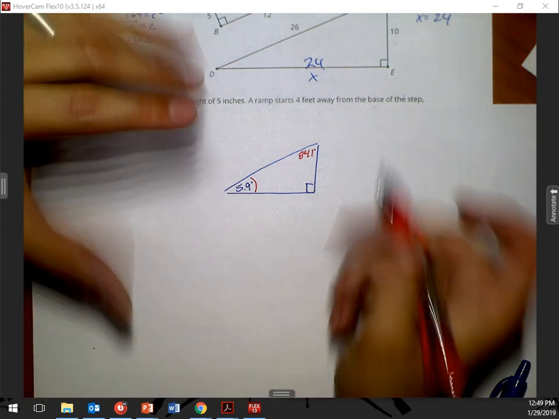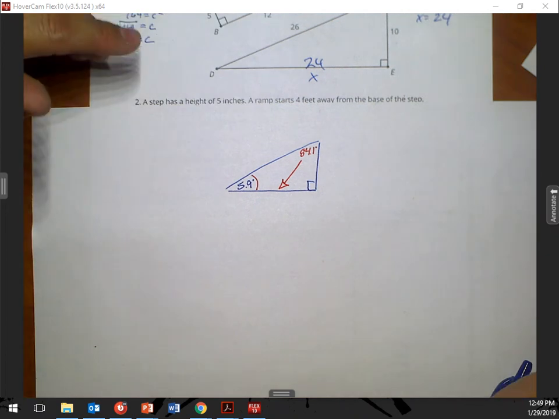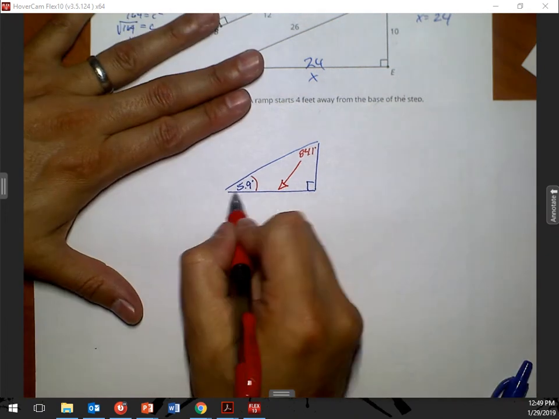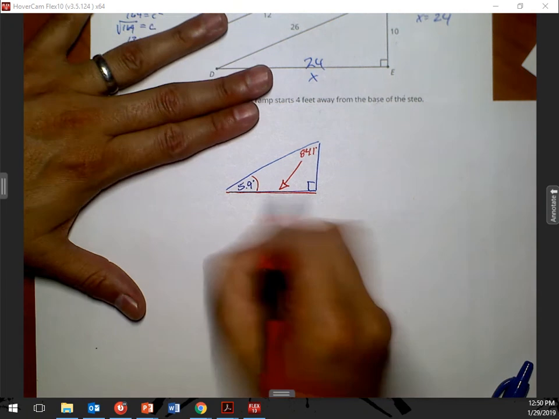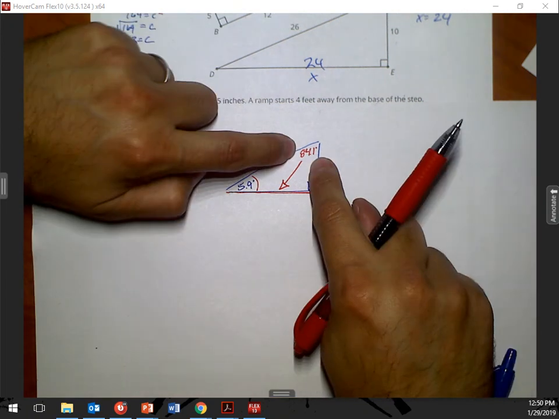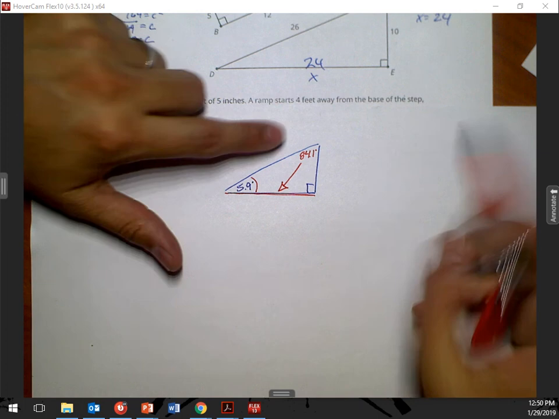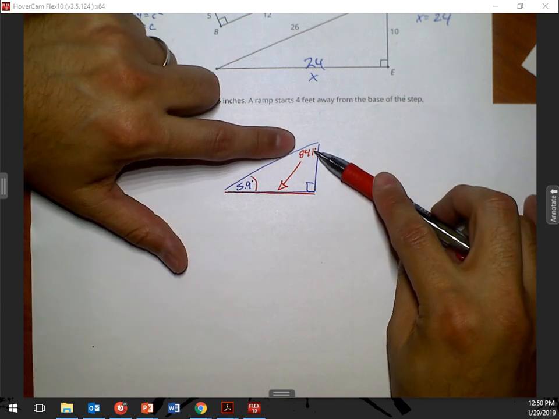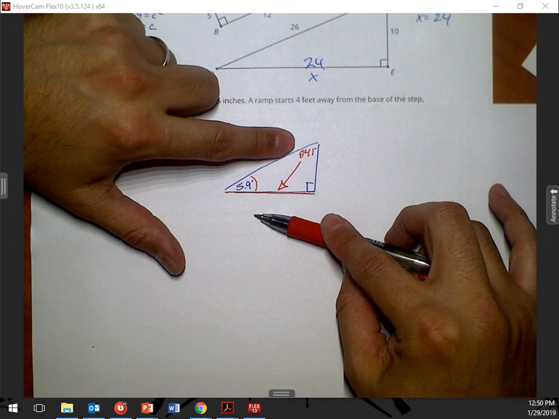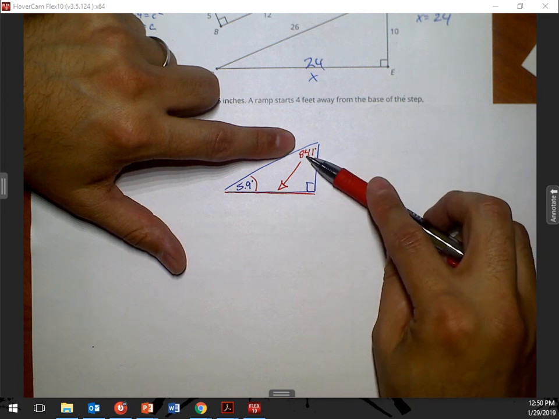So the side opposite here, this is the side that we're making longer, right? This side is what we're going to make longer. If I make this one longer, what do you think is going to happen to the angle? Think about it. The bigger the angle, the bigger the side, right? If the angle gets bigger, the side gets bigger, right?